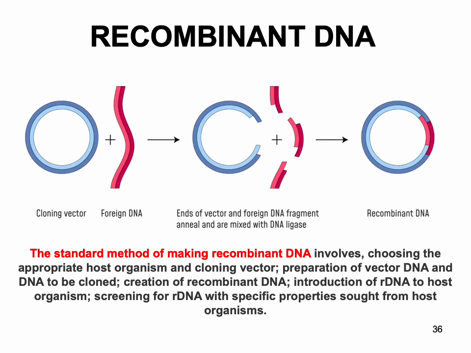This is a standard method of making recombinant DNA, which involves choosing the appropriate host organism and cloning vector, preparation of vector DNA and DNA to be cloned, creation of recombinant DNA in the middle and right, and introducing of recombinant DNA to the host organism. After that, screening for recombinant DNA with specific properties sought for the host organism.